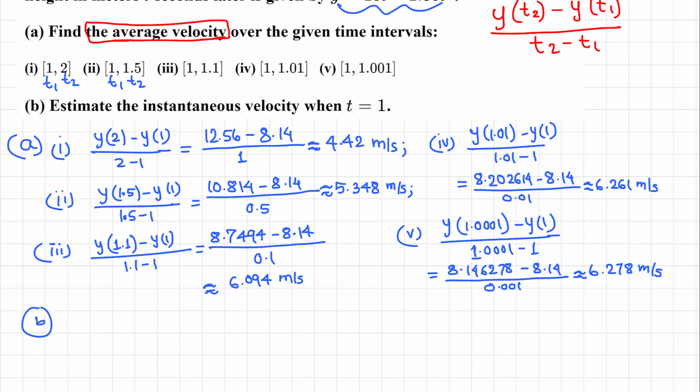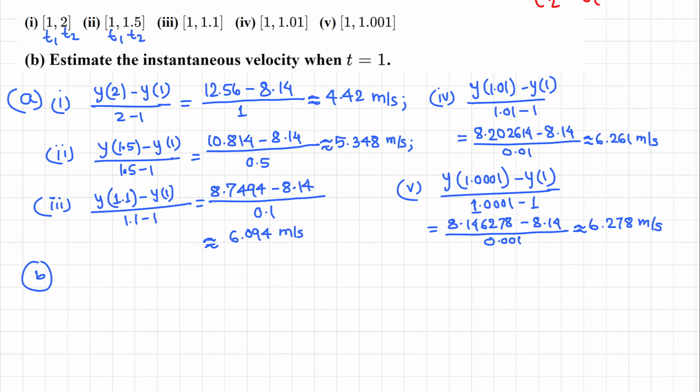In part B, so we are asked to estimate the instantaneous velocity. So in this case, the second time, these two, 1.5, 1.1, they are coming towards 1.001. Okay, that is very, very close to 1. That means these average velocities, if you look at closely, they are going towards what? 6.26, 6.278. So it will be approximately 6.2, it's around 278, maybe 28, okay, meters per second.